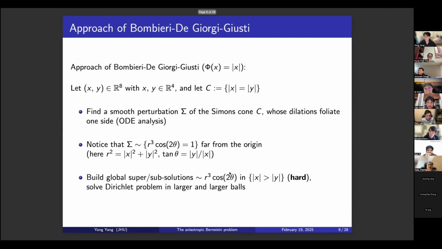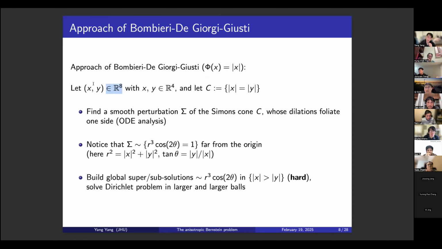So before I jump onto the explanation for these 2 examples, I want to first talk a little bit about the Bombieri, De Giorgi, and Giusti example, as I promised before. Because our approach for constructing the 4D counterexample is motivated by that approach. So this is the area case, the minimal surface case. So the phi of x is equal to mod x.